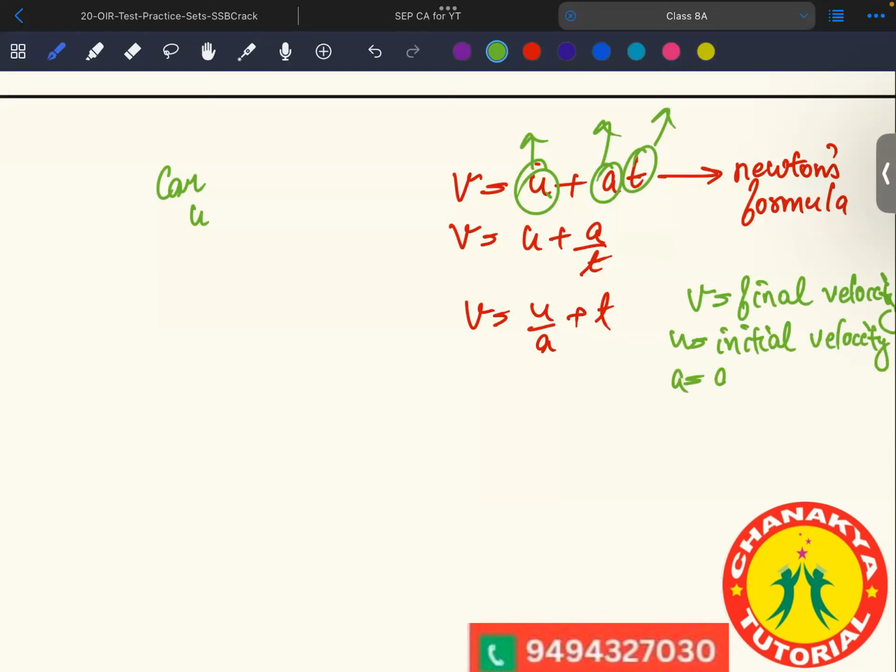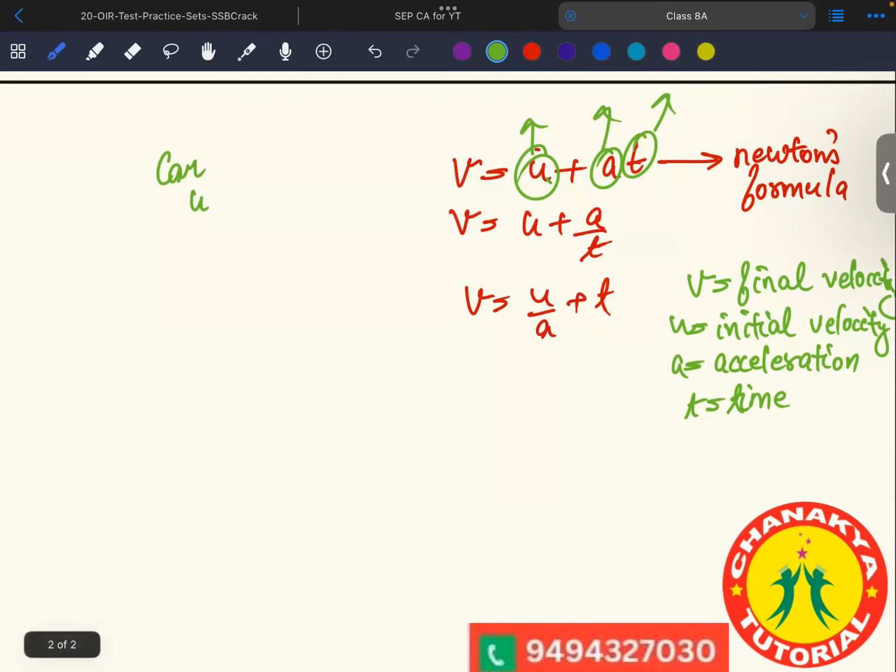A stands for acceleration and t stands for time. So you will encounter this formula again and again in every part of your studies. Whenever there is physics, you will encounter this formula, Newton's formula. So what does that mean?